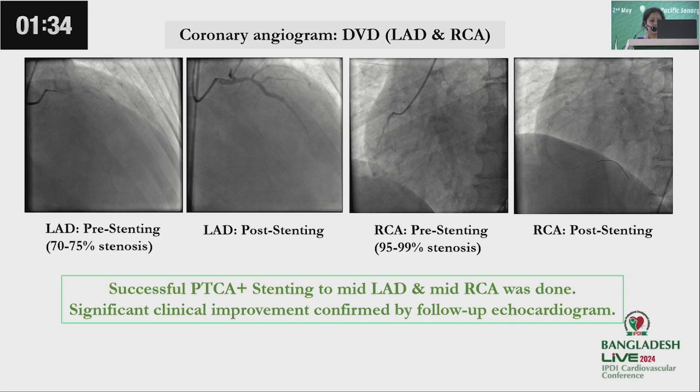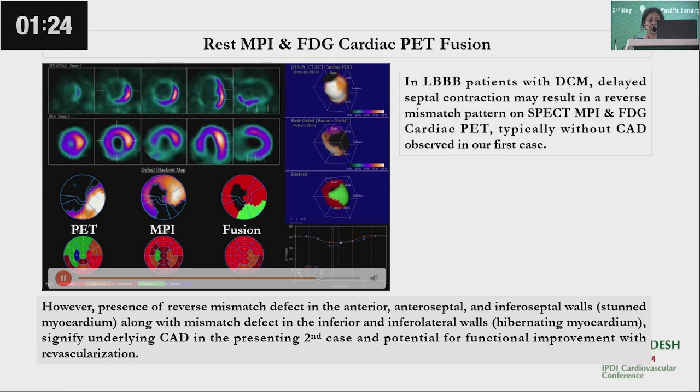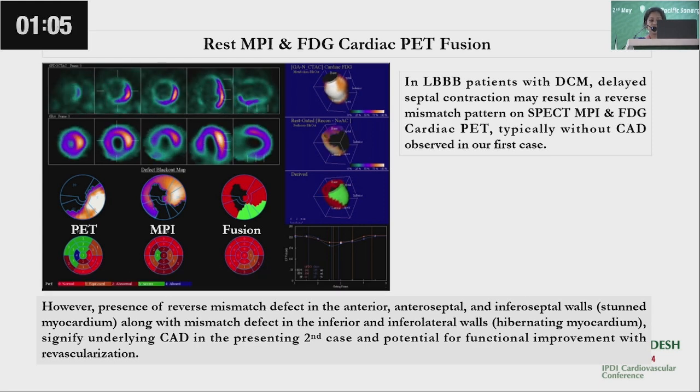So the fusion imaging here shows a reverse mismatch pattern, with mismatch pattern in the RCA territory, that means in the inferior wall. So in LBBB patient with DCM, delayed septal contraction may result in reverse mismatch pattern in MPI and FDG cardiac PET, typically without CAD, as observed in our first case. But it may present with reverse mismatch pattern with coronary obstructive disease in our second case.